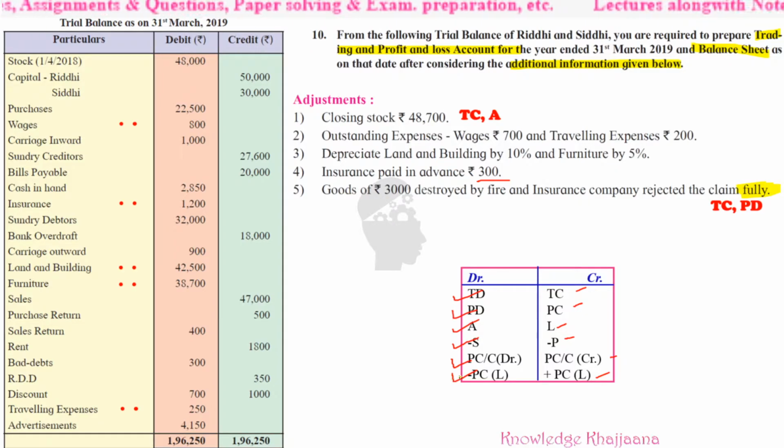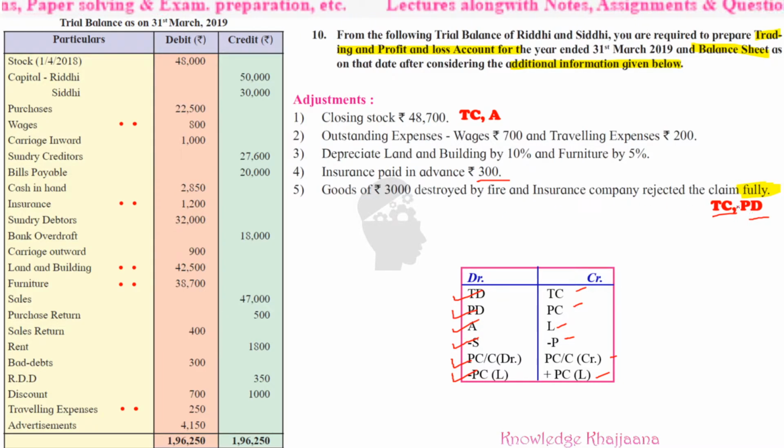See, goods of rupees 3,000 have gone out. Whatever may be the reason, the goods have gone out, so it should be recorded on the trading account credit side. And it is an entire loss, so where is the loss recorded? Profit and loss account debit side. Expenses and losses are recorded to the debit side of the profit and loss account.